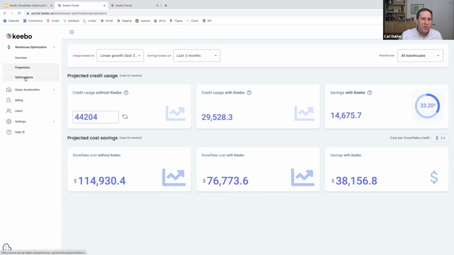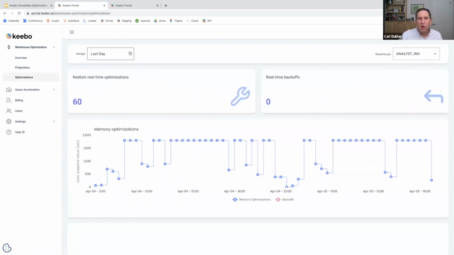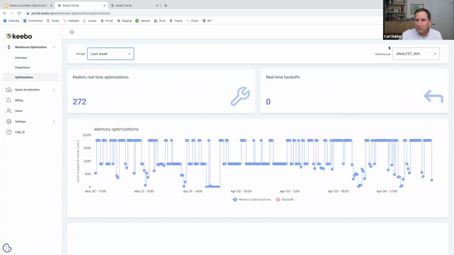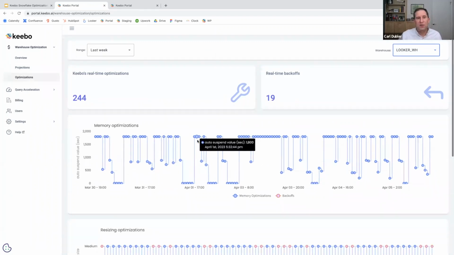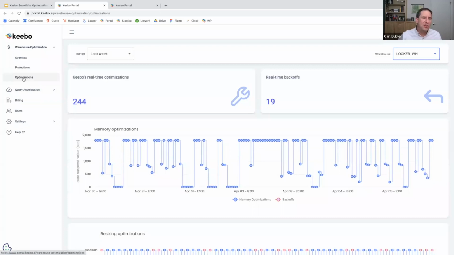This on the left here, this optimizations tab, shows what Keebo is doing all the time. If I look at a particular warehouse here, this is showing over the last week all of the real-time optimizations that Keebo has done with this particular Snowflake warehouse. So between this optimizations tab and this billing tab, you're able to look at everything that Keebo is doing, where we're saving you money, how we're optimizing, what we're optimizing, the values that we're setting things to, so you have the visibility you need to track this over time.